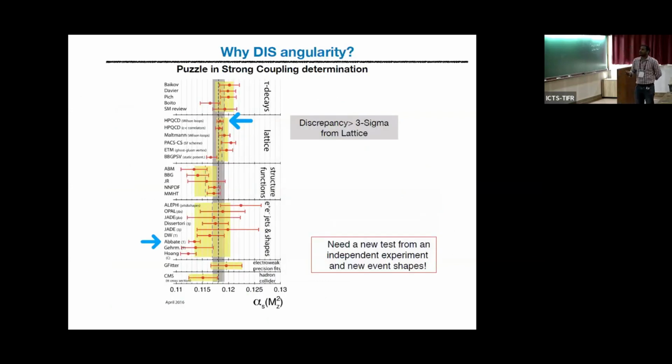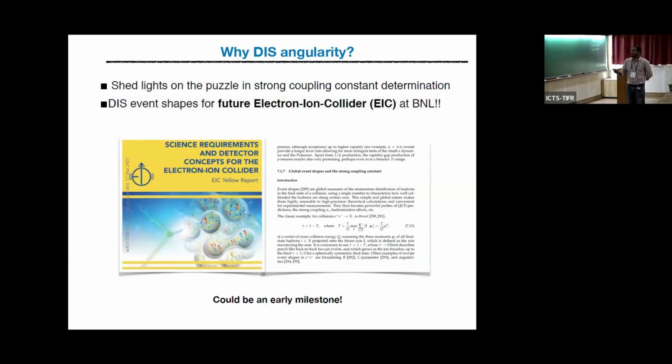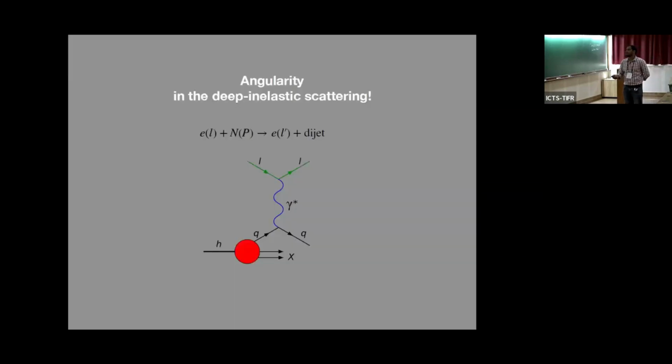So why DIS? One of the aims you can think of is that the most precise thrust and C parameter findings sit here, which has a 3 sigma discrepancy from the lattice result. So we need a new machine, and we had better try some new observable rather than thrust. And since the EIC has included in its yellow paper the global thrust or event shape measurements, in some sense our prediction could be one of the early milestones for the future EIC in this direction.